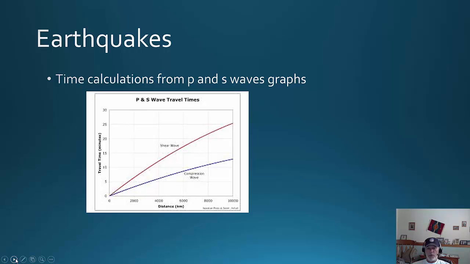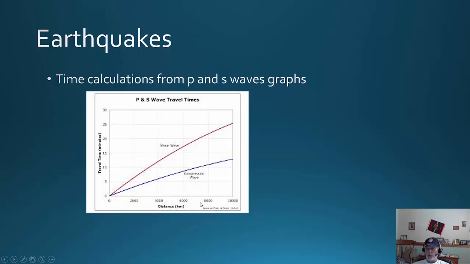We looked at earthquakes. You'll see on the test there's a graph something similar to this. The time travel, for instance, let's say the shear wave or the compression wave traveled 10 minutes, how far did it get? So we could take 10 minutes and there'd be the shear wave, drop it down about 3,000 kilometers. If it was a compression wave, 10 minutes, right about here, about 7,000 kilometers. So it's graph interpretation. We've seen many of these over the course of our study this year.